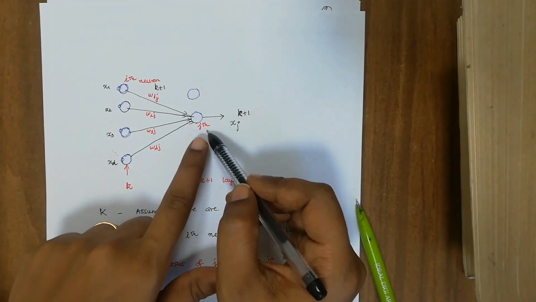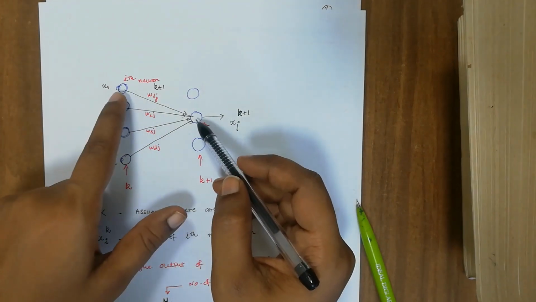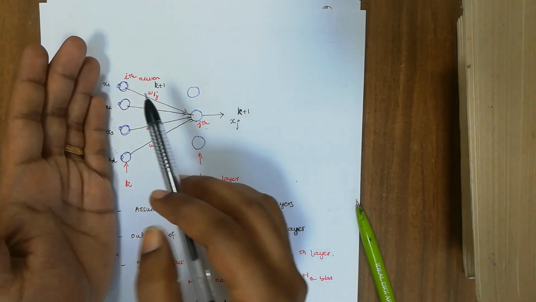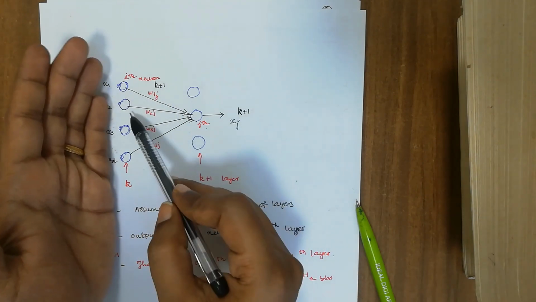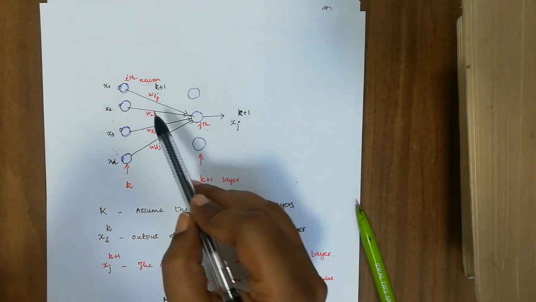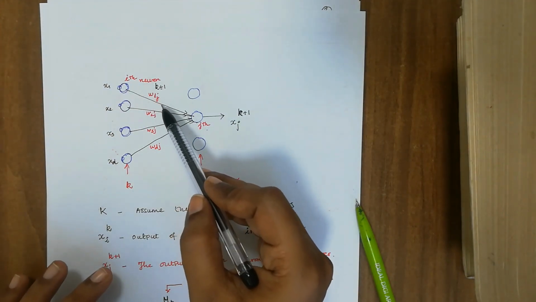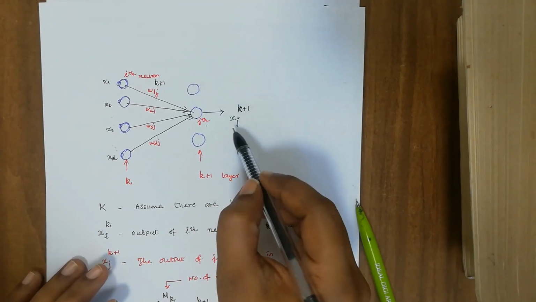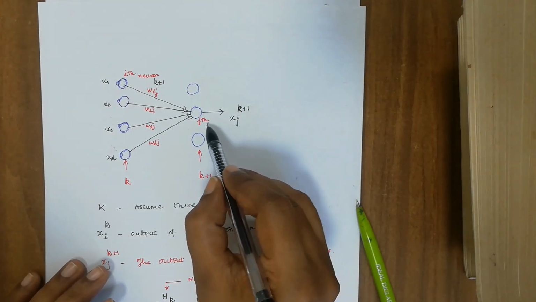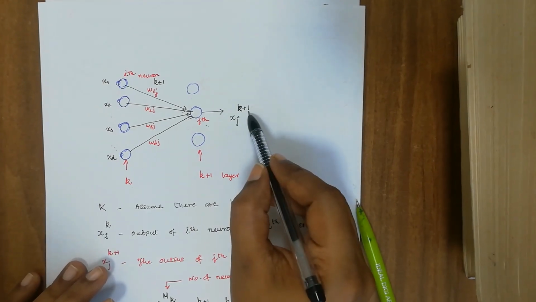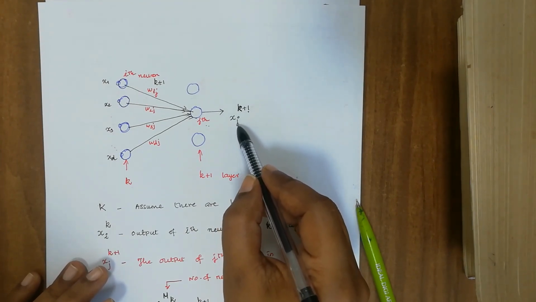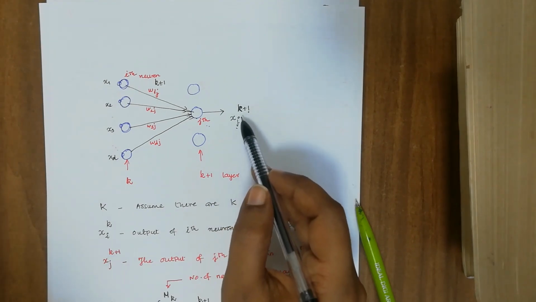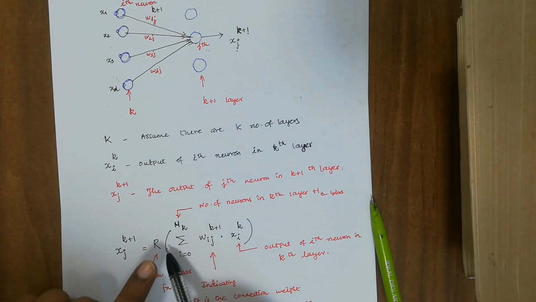Let us consider the jth layer one node. Since it is getting connection from every node in the previous layer, let's say the kth layer, the weight connecting from k to k plus 1 can be represented as W1j^(k+1), W2j^(k+1), and so on. When we take the output of the jth neuron in the k plus 1th layer, let us represent it as xj^(k+1). So obviously xj^(k+1) can take the value of this form.